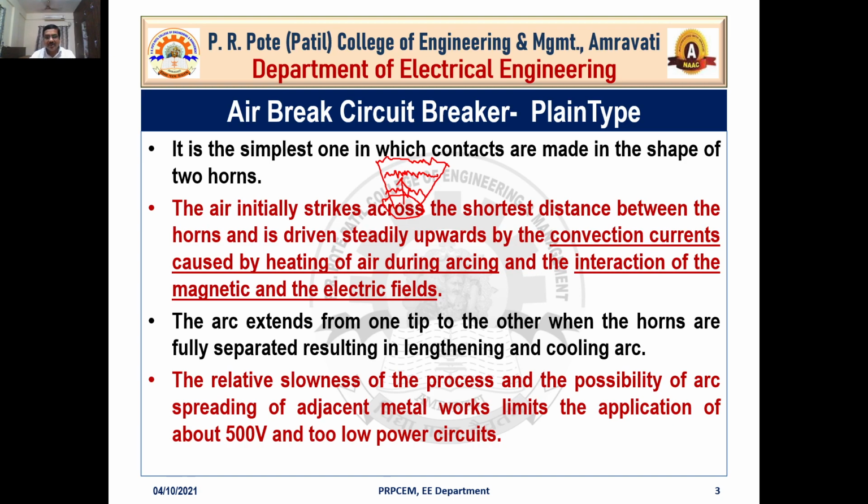Okay, so it means that the resistance of that arc goes on increasing, and that way the current flowing through this arc also goes on reducing. So this is somewhat a slower process, a relatively slower process, and the possibility of arc spreading to adjacent metal work limits the application to above about 500 volts and to low power circuits only.